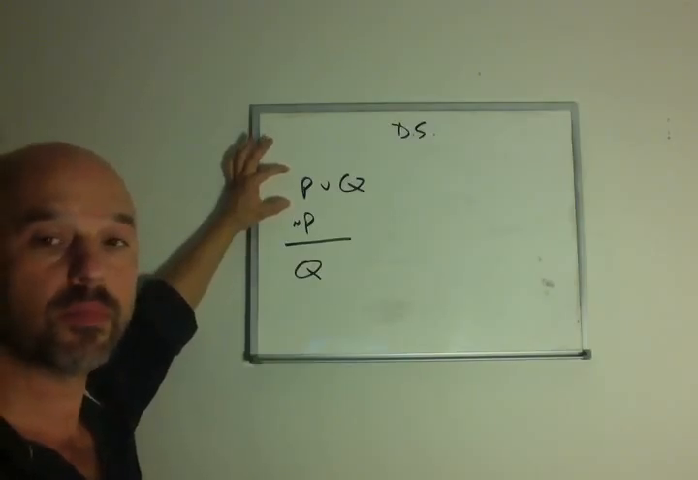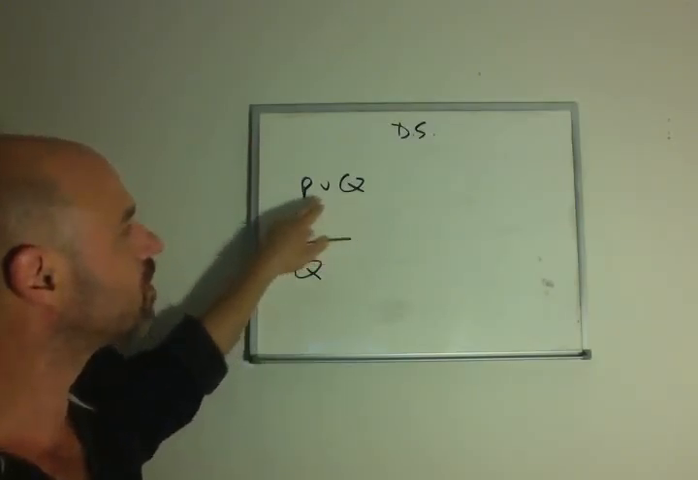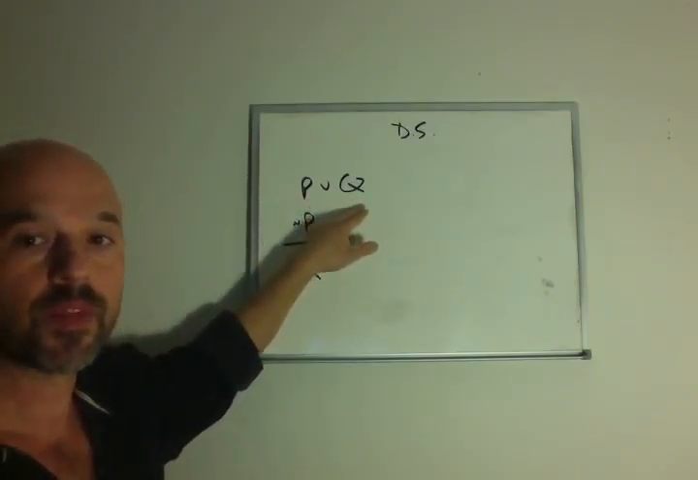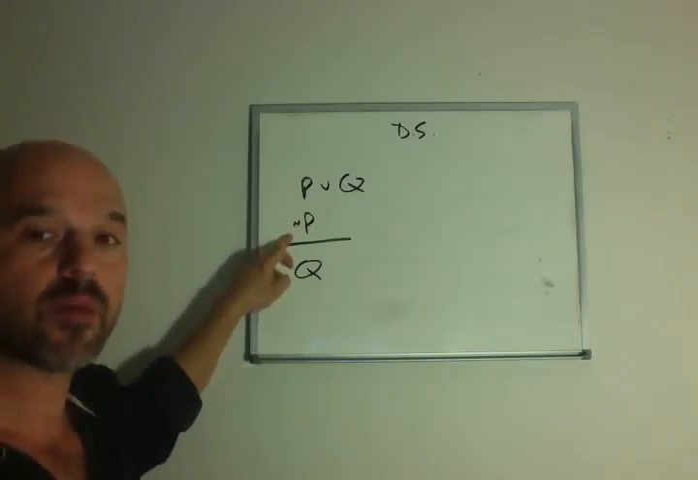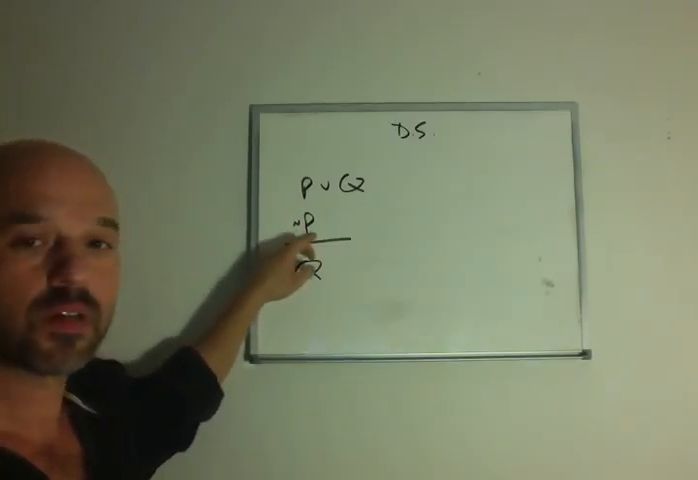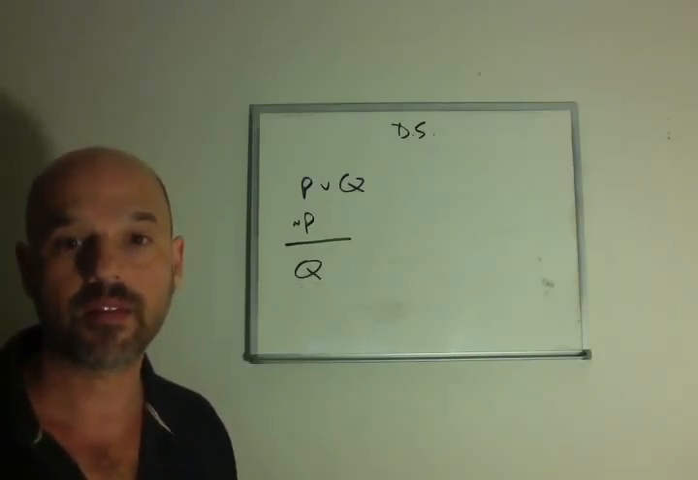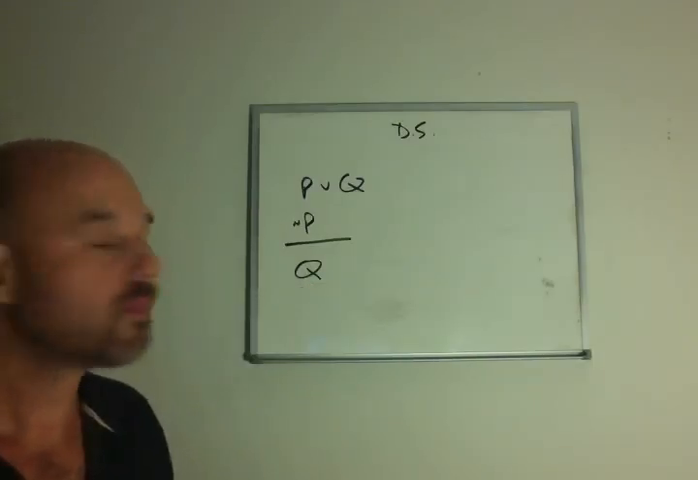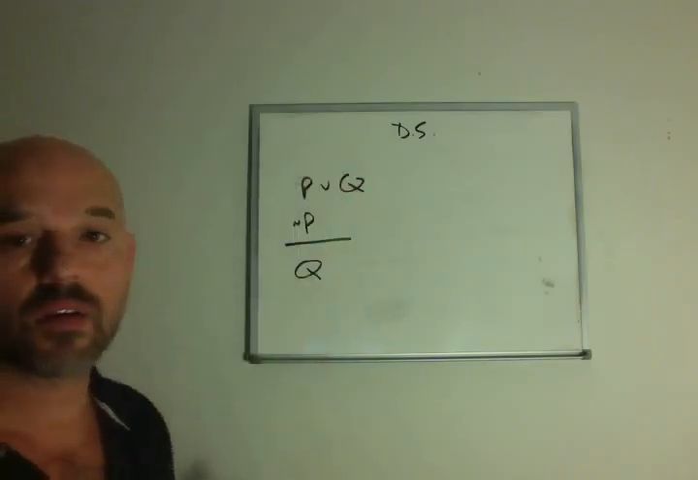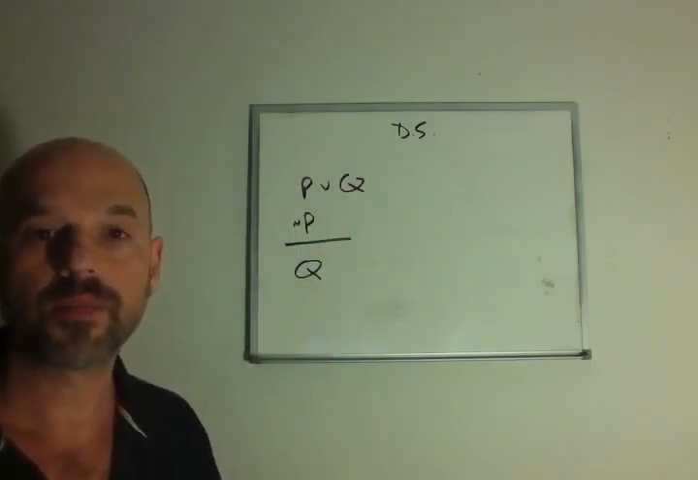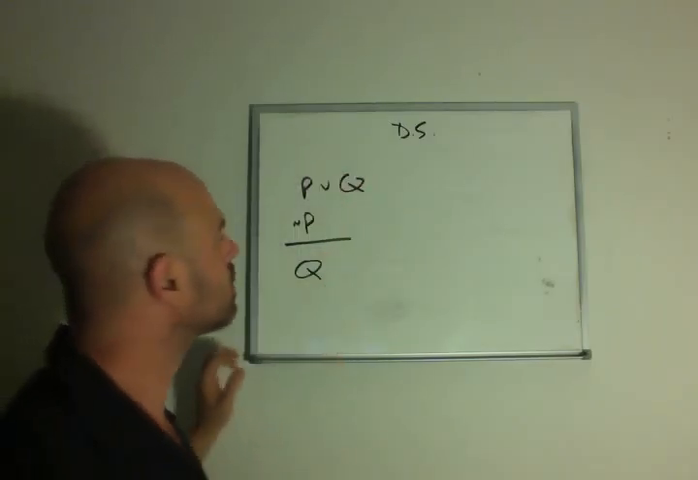Remember what P or Q means. It means that at least one of these two things has to be true. If we then learn in the second premise that P is false, well, by process of elimination, Q has to be the case, right? So, we're getting used to seeing P's and Q's in more complicated situations. Here's another example of the disjunctive syllogism.